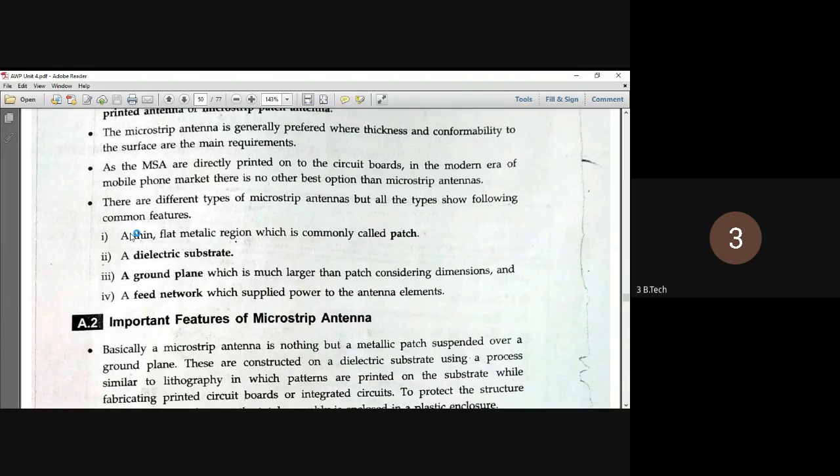As a microstrip antenna directly printing on the print board in the modern era of the mobile phone market, there is no other best option than microstrip antennas. నేను ఆల్రెడీ చెప్పాను, మొబైల్ ఫోన్స్ లో యూజ్ చేసేదే microstrip patch antenna. So there are 3 different types of microstrip antenna, but all the types show common features.